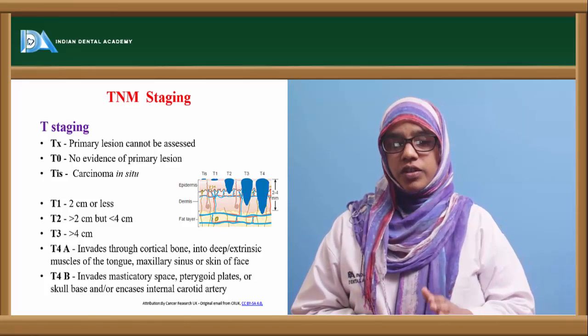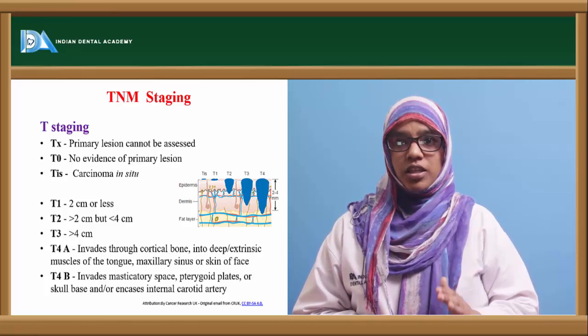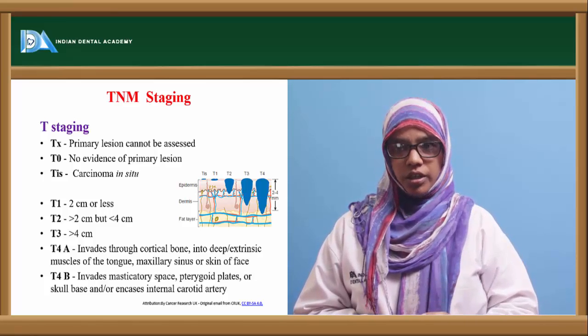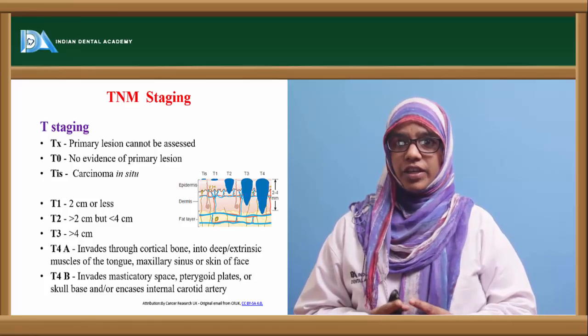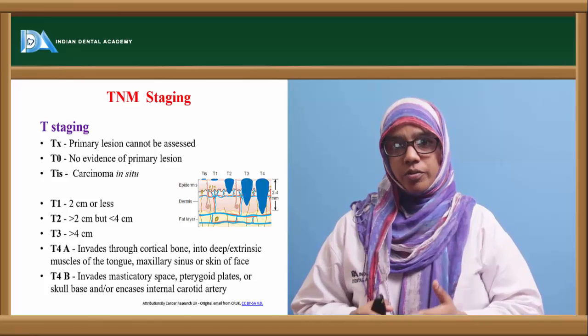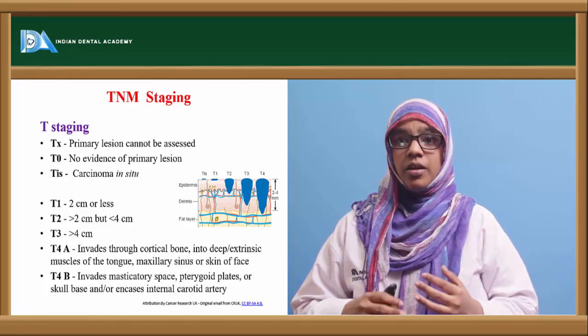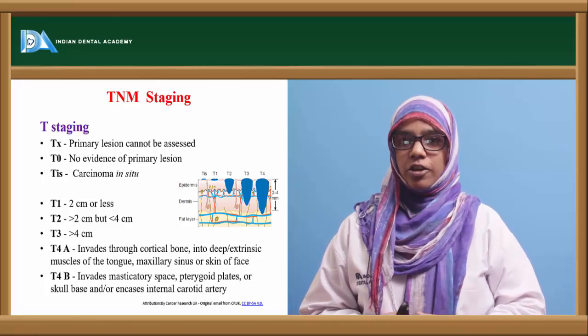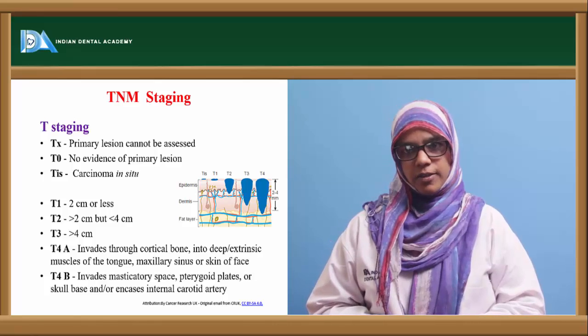Now T4 is further divided into T4A and T4B. T4A are those that involve the cortical bone and extend into the muscles of the tongue, sinus, and face skin. Whereas in T4B, there is involvement of the spaces, masticatory space, base of the skull and the internal carotid artery. That is, more vital structures are involved in T4B cases.